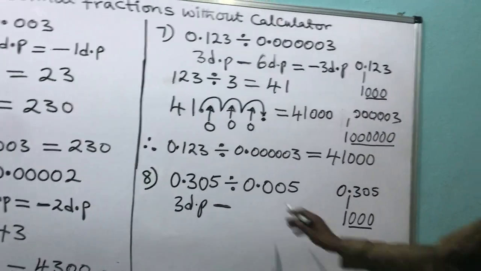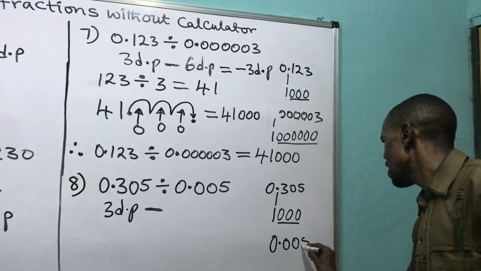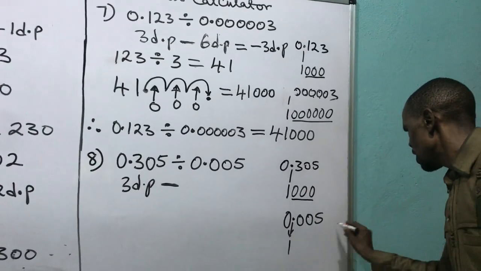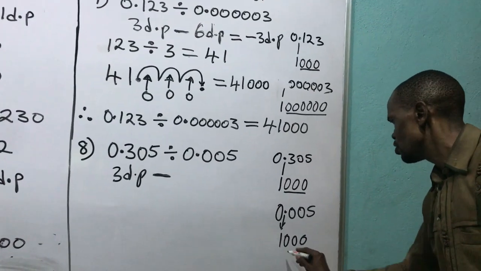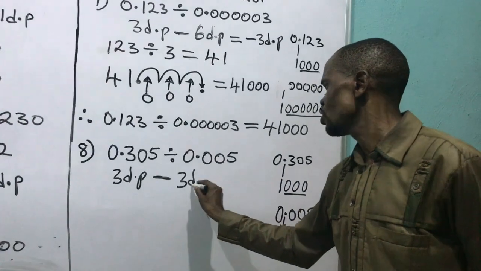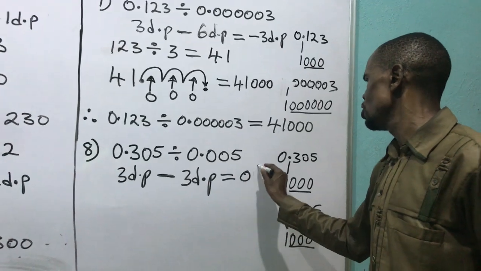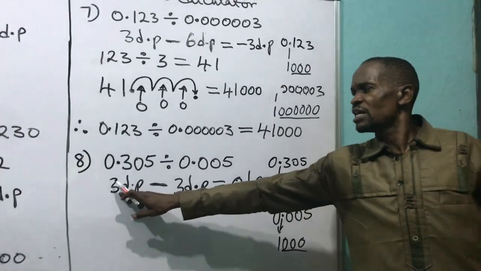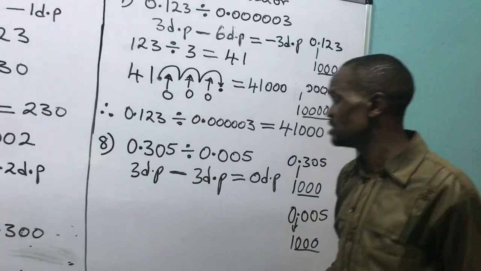Division is minus. I'm going to check for this one, which is 0.005. I'm going to say this is 1. And after that, others will be 0, 0 is 0, 0 is 0, 5 is 0. That means 3 decimal places. I have 3 decimal places also here. And I'm going to have a total of 0 decimal places for this. That's 3 decimal places minus 3 decimal places gives me 0 decimal places.